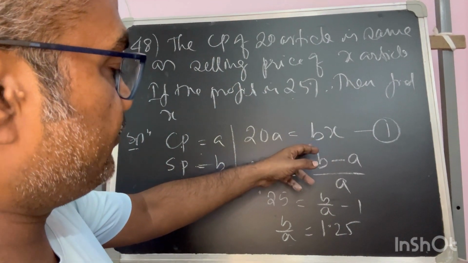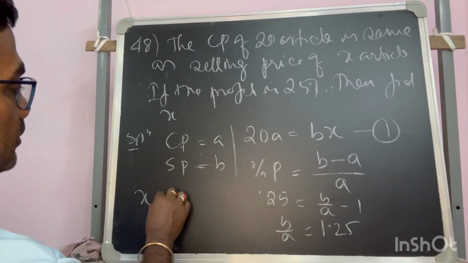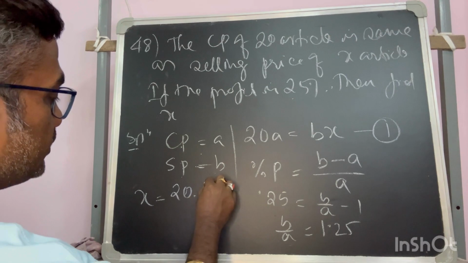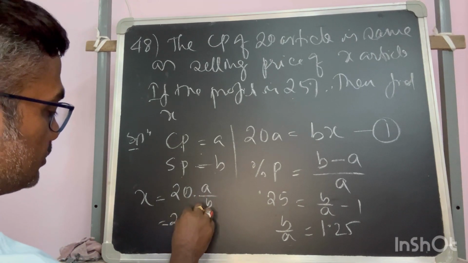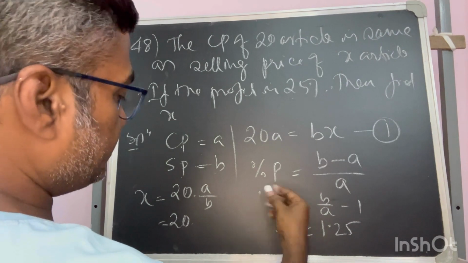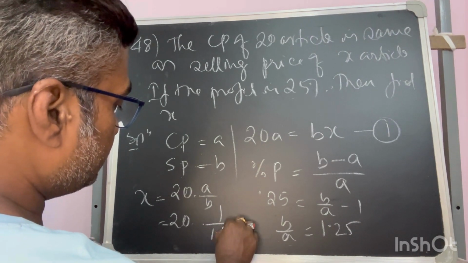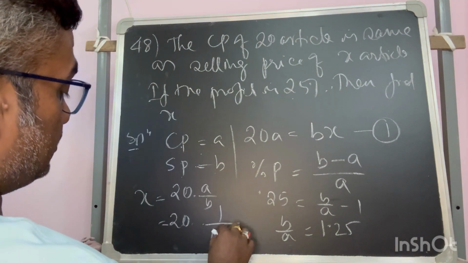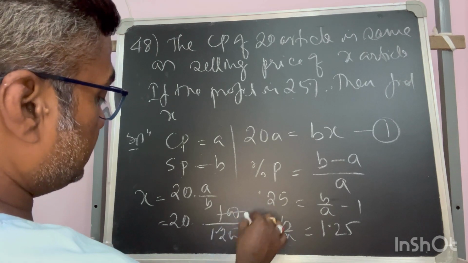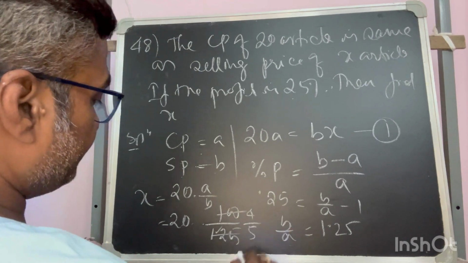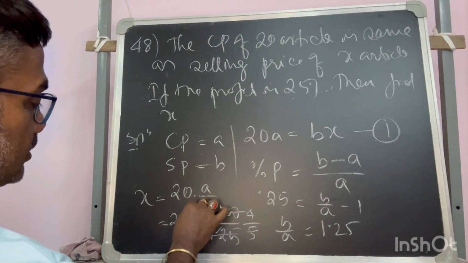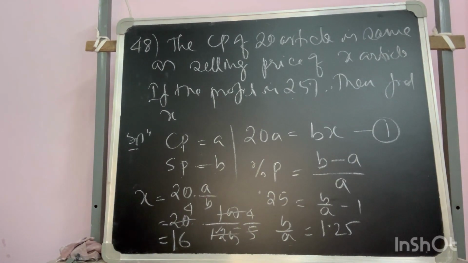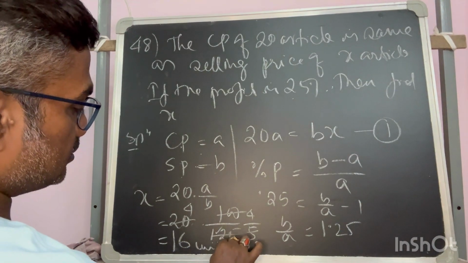Now if I use it in the first equation, X I have to calculate. X will be 20 into A by B. That is equal to 20 into, now A by B is the reverse of that, so 1 by 1.25. Now if I calculate, this will be 100, that will be equal to 4 upon 5, isn't it? So if I cancel it, X will be 16. So your X value is 16, and as it is given in no unit, you can say this unit.